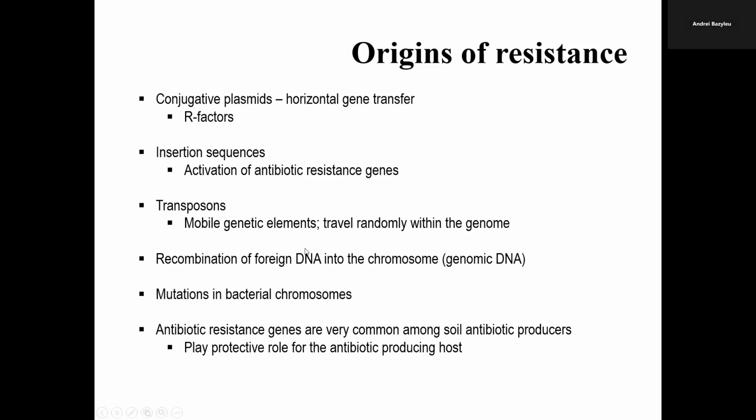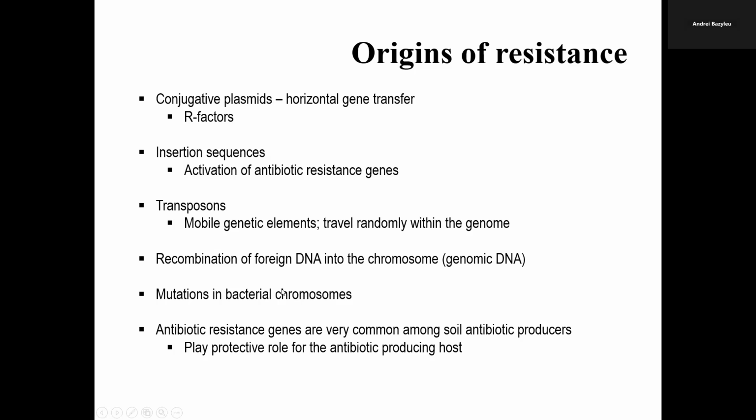Transposons, again, are mobile genetic elements, jumping genes as they call them. They travel randomly, they make a copy of themselves and move into another location. Sometimes they excise themselves from the location and then insert themselves somewhere else in the genome, hence the name jumping genes. So those genes can move, like I said, from genome into the plasmid, from plasmid into the genome. They're responsible for the exchange of genetic information this way.